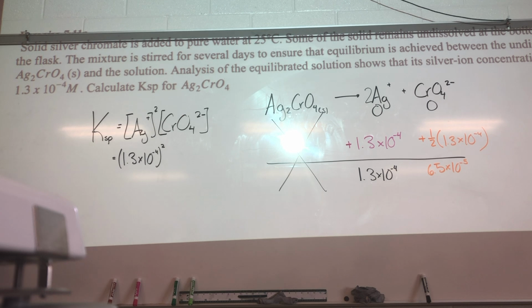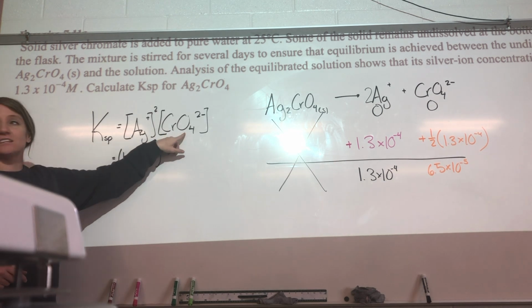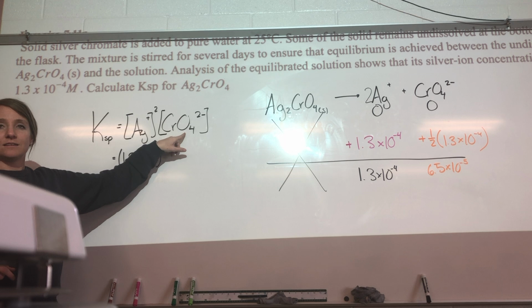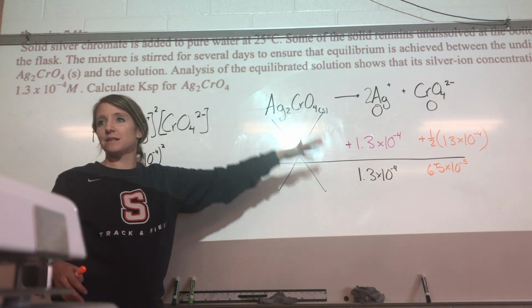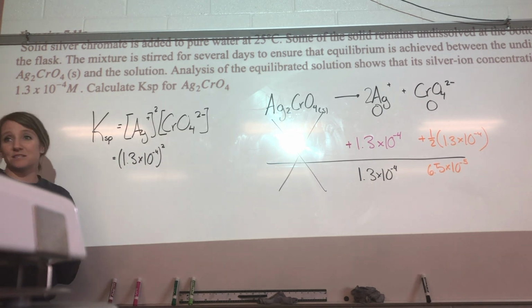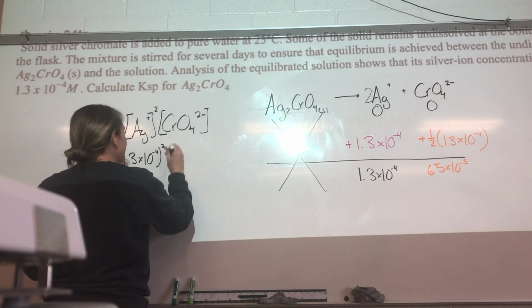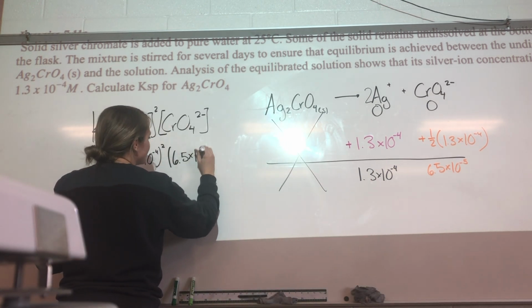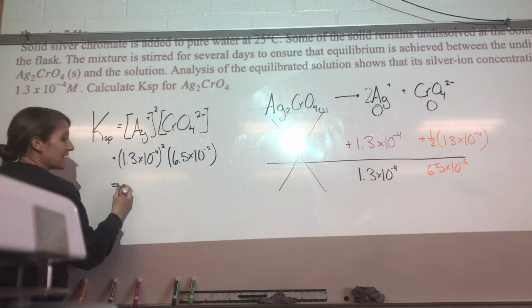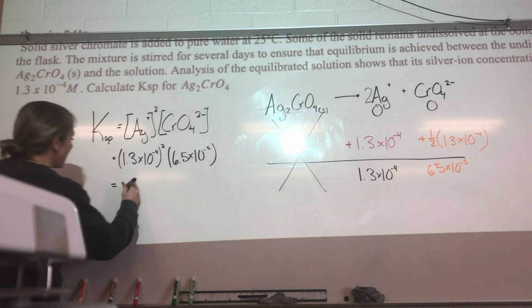Now, once again, I set up the RICE chart so we can make the connection. But literally, if I have this value, what's the connection between Ag and CrO4? It's a 2 to 1 ratio. So you don't have to really build the RICE chart if you just go to the ratios and say, okay, if this is this, then this one needs to be half the amount. So we're just plugging that 6.5 times 10 to the negative 5 in, plug it all in, and we get a final answer of 1.1 times 10 to the negative 12.